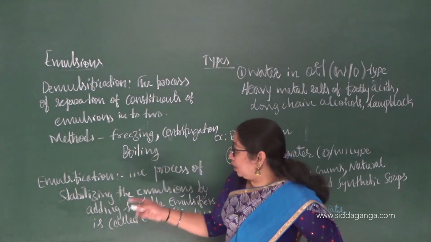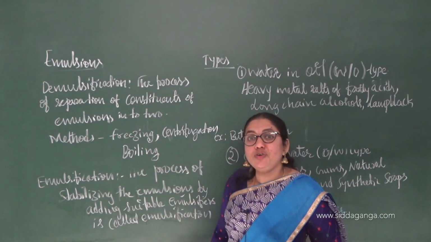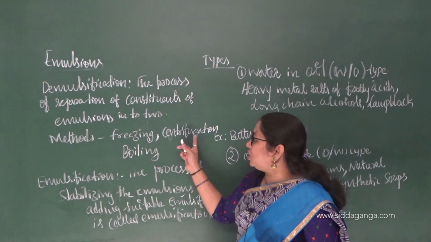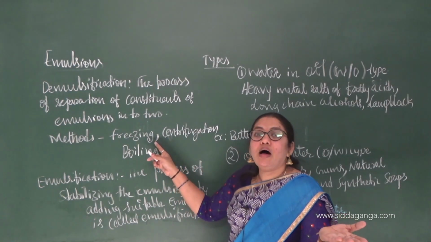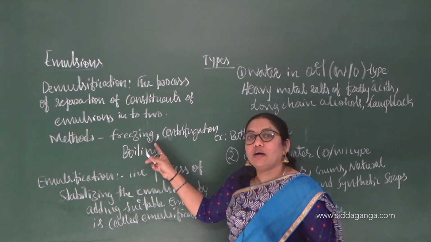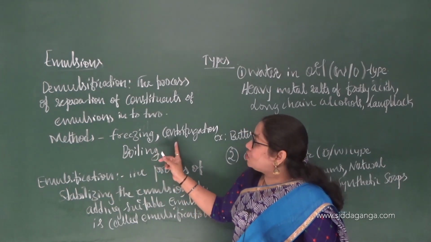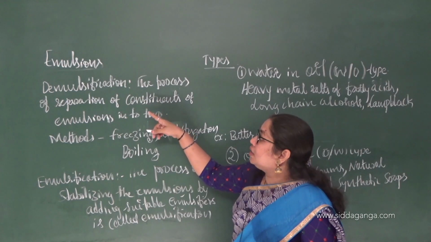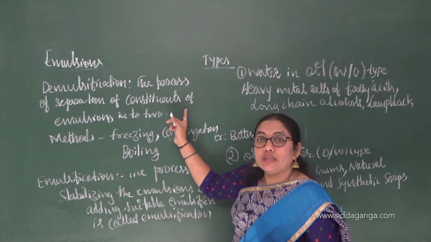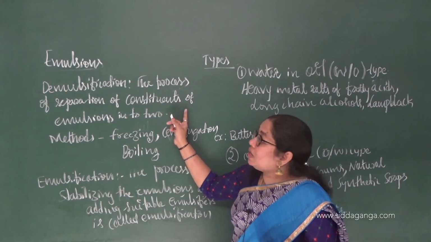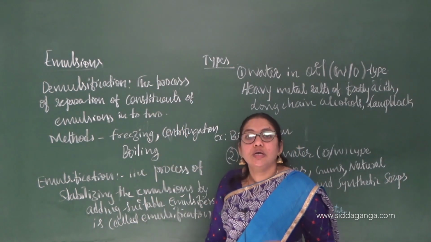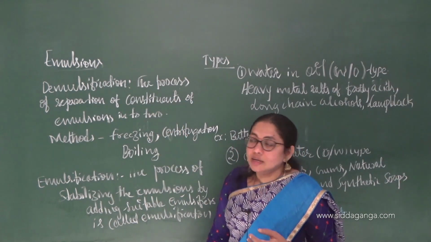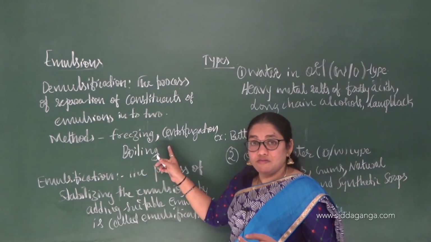So like that you can separate the constituents into two by the centrifugation, or if you simply freeze it, you can see that oil will get separated, right? So likewise you can de-emulsify the emulsions. So what is the meaning of that? You can separate the constituent particles of the emulsions into two. Okay, so that can be done by any of this process.